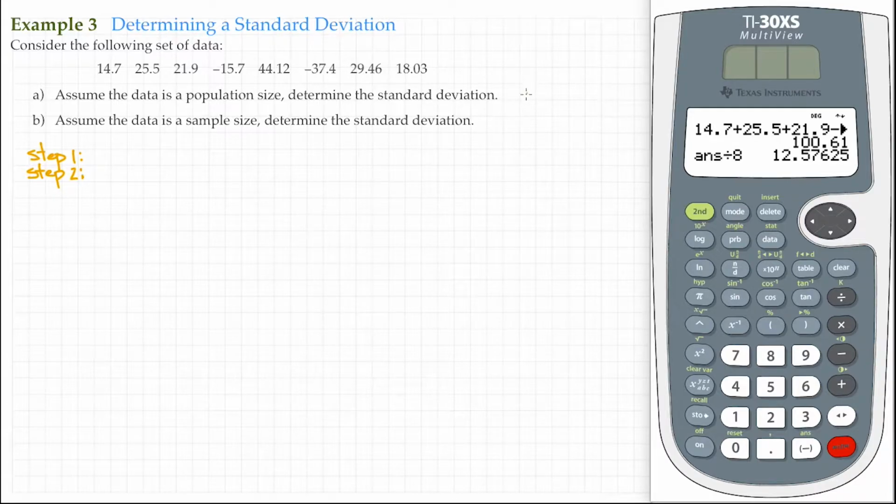Now, since this is a population, a mean is labeled as mu. Mu is a lowercase Greek letter. Whenever we see mu, we know that that mean represents the mean of a population. So that's going to be mu is approximately equal to 12.5763. Then we go to step 3.